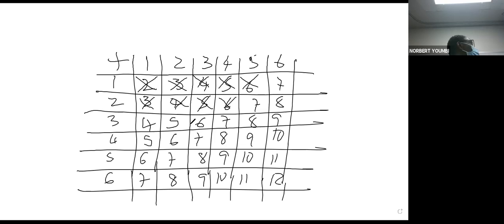So we count the number of sums that are less than 7. 1, 2, 3, 4, 5. 1, 2, 3, 4, 5. That is, here we have 5, 6, 7. Let's just count. 1, 2, 3, 4, 5, 6, 7, 8, 9, 10, 11, 12, 13, 14, 15. So the answer will be 15 out of 36. We already know that there are 36 of them. I'm sorry.